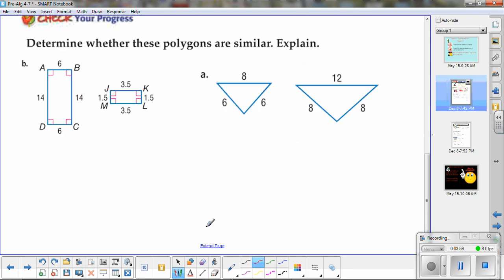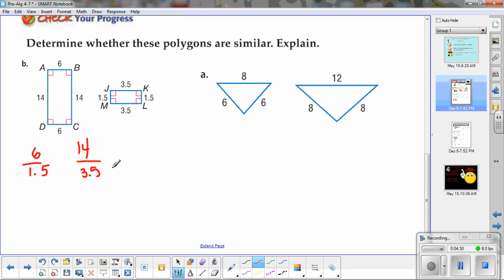All right, you may want to pause the video and try the next two on your own. We're looking to see if these two polygons are similar. So I'm going to take the short side of the rectangle and match it up with the short side of the other rectangle. And then I'm going to take the long side of the rectangle and match it up with the long side of the other one. Keep in mind that we went from big to small both times here.